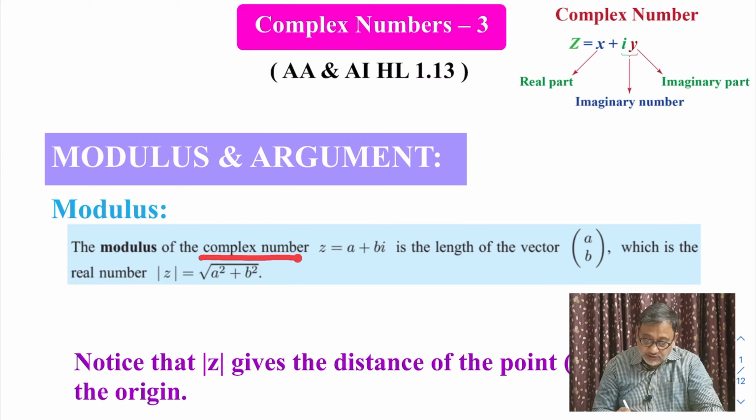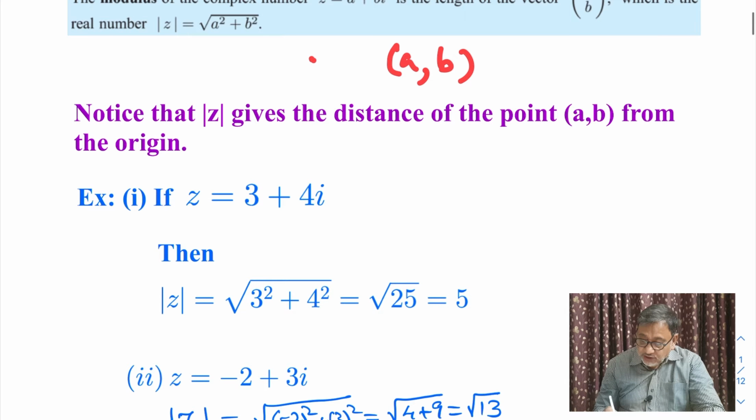So what is a modulus? The modulus of a complex number z = a + bi is the length of the column vector AB, which is the real number modulus of z = square root of a squared plus b squared. So actually it is the length of the vector. The modulus is nothing but the length of the point (a, b) from the origin.